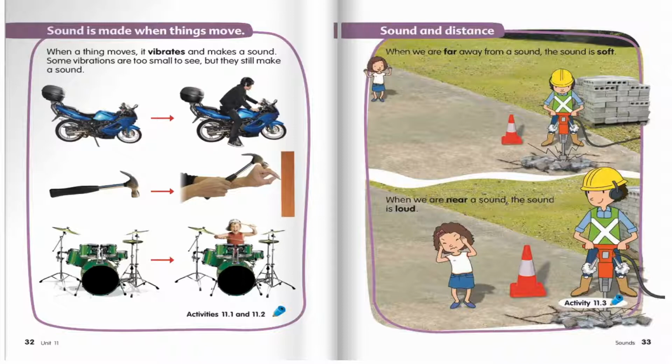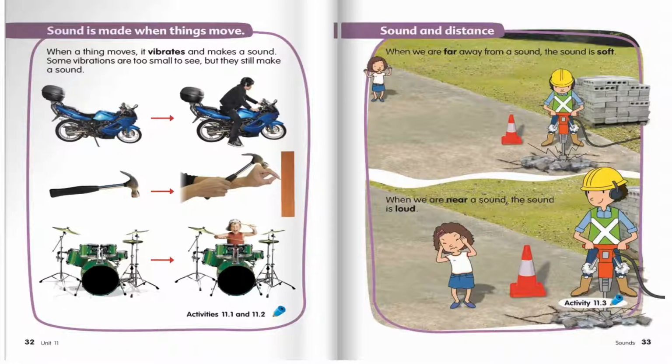Okay, so the person is riding the motorcycle, and the motorcycle produces sound. The hammer is being used to, I don't know, to build, to do something with that nail, and there is sound. And the drum set is being played by this kid, so that means that there is sound.